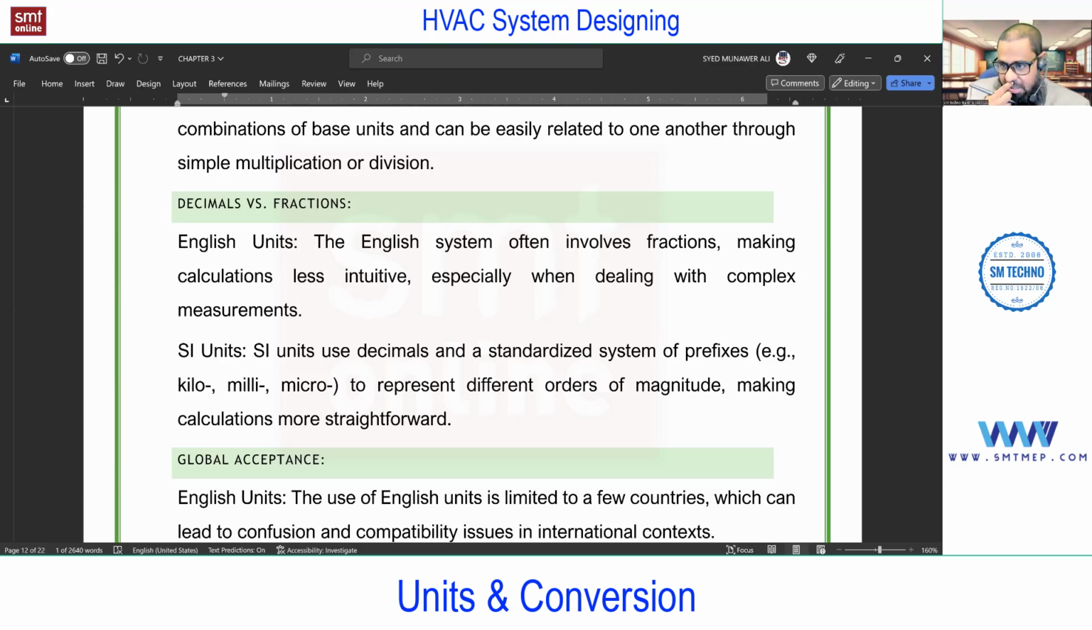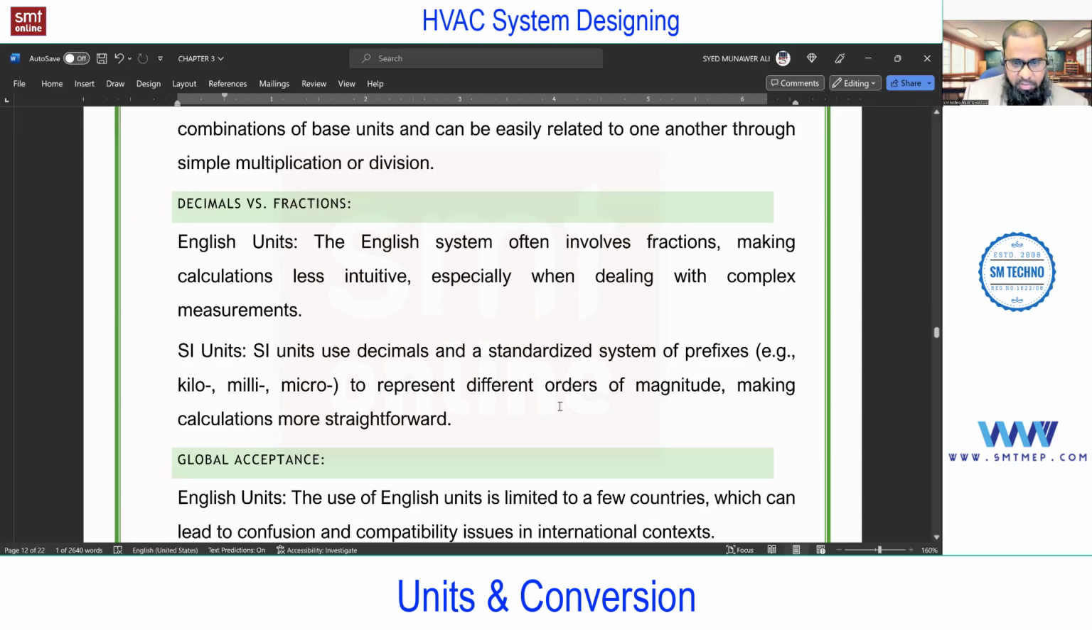I believe Mr. Akbar belongs to UAE, right? In UAE, we are using metric only, right? In Saudi also metric, but again, as per the project or the consultant or main consultant or location or type of project, you may find mixed units, metric or English also. So be ready to use both systems, because you cannot stick to only one.